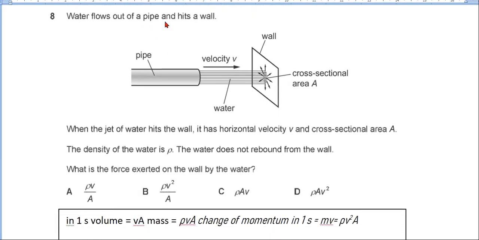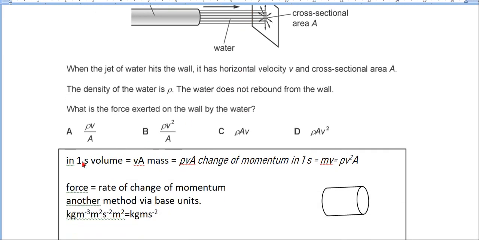Water flows out of a pipe and hits a wall. When the jet of water hits the wall, it has horizontal velocity v and cross-sectional area A. The density of water is rho. The water doesn't rebound from the wall. What is the force exerted on the wall by the water? Because water doesn't rebound, mass multiplied by velocity over time period will be the force.